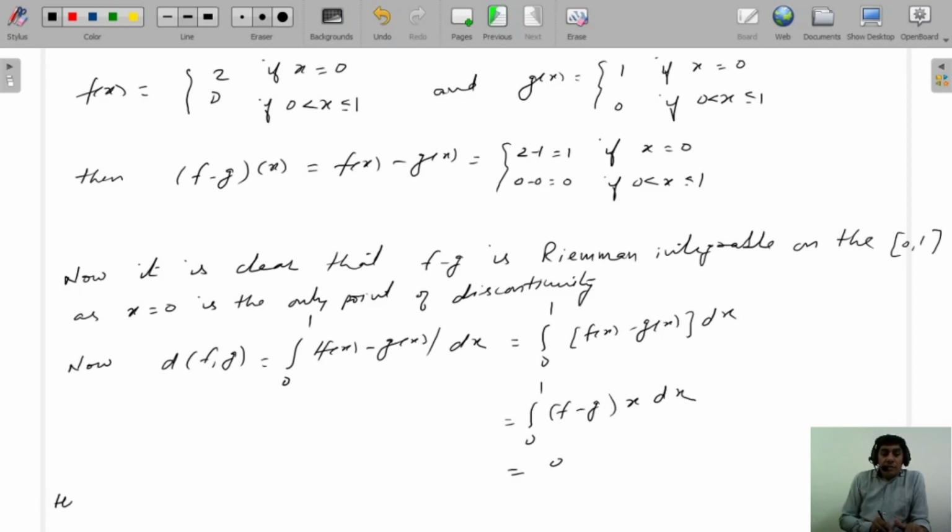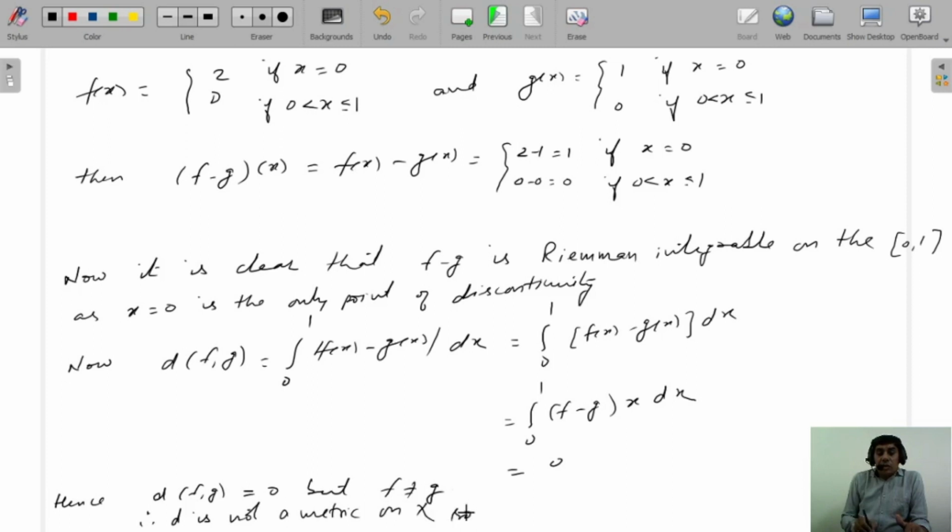Hence d(f,g) is equal to 0, but f does not equal g. Therefore d is not a metric on capital X. So (X,d) is not a metric space, but it is a semi-metric space.